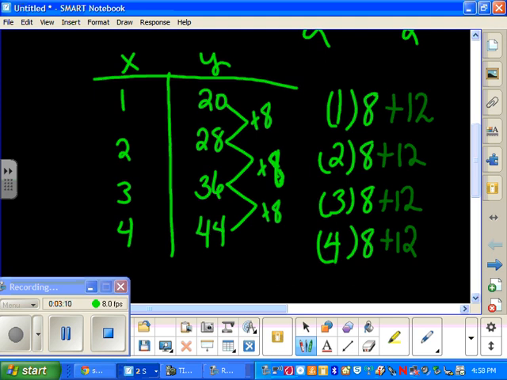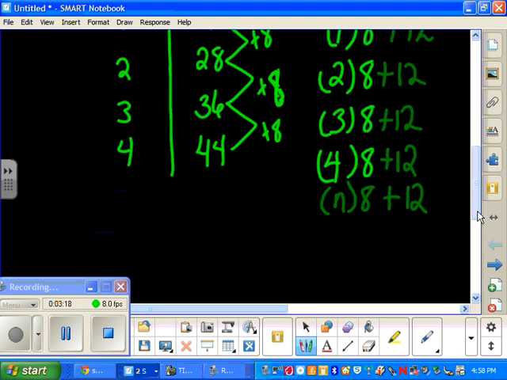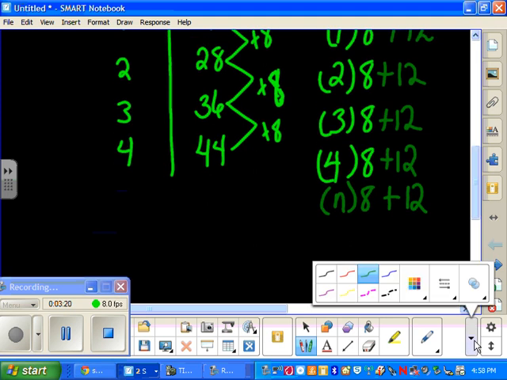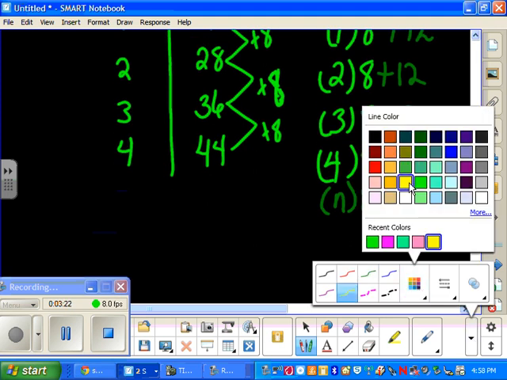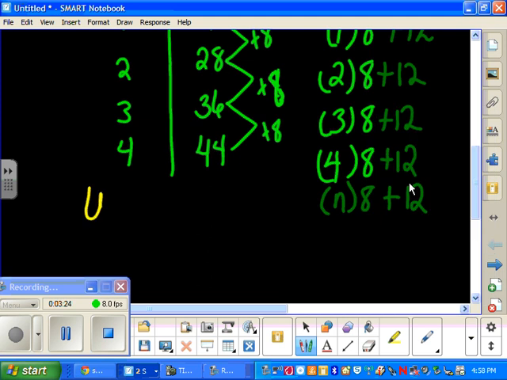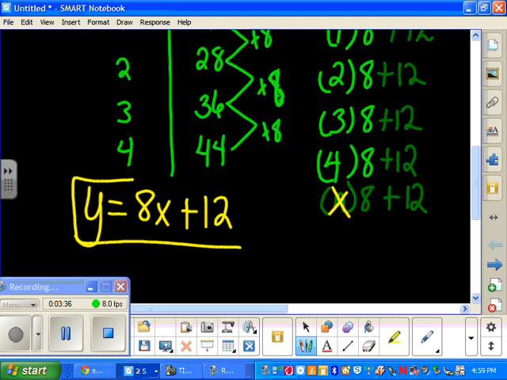So if I'm looking for the nth term, then I'm going to have an n here. So it would be n times 8 plus 12. But if I want to write it algebraically, I will write y equals, or let's say this is my x term, because I had an xy table. Y equals 8x plus 12. And this would be my rule.